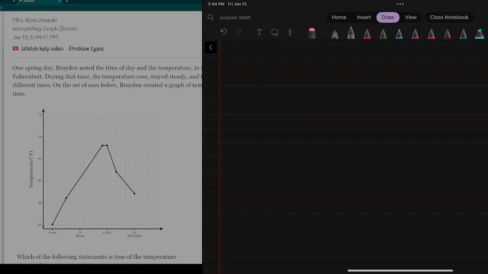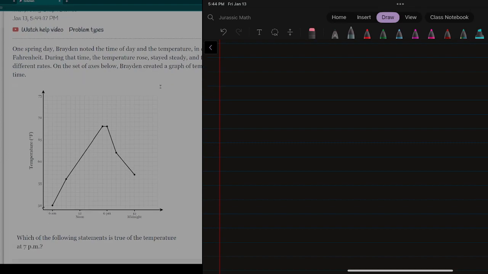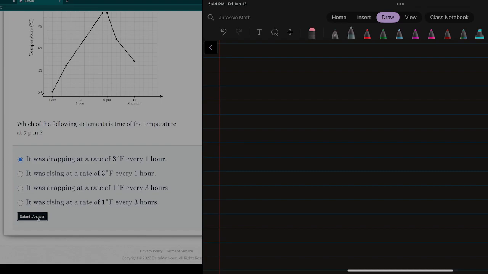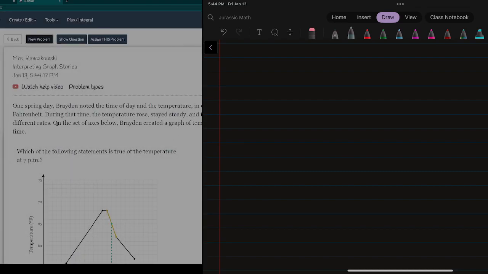On a spring day, Braden noted the time of day and the temperature in degrees Fahrenheit. During that time, the temperature rose, stayed steady, and fell at different rates. On the set of axes below, Braden created a graph of the temperature over time. Which of the following is true about the temperature at 7 p.m.? Here's 6 p.m., here's 7 p.m. If I follow it up, the temperature is dropping. So it's either dropping 3 degrees every hour or 1 degree. If I look right here, it fell 1, 2, 3 degrees. So it dropped 3 degrees Fahrenheit. Submit. And there we go.